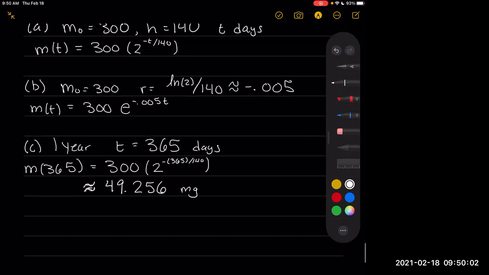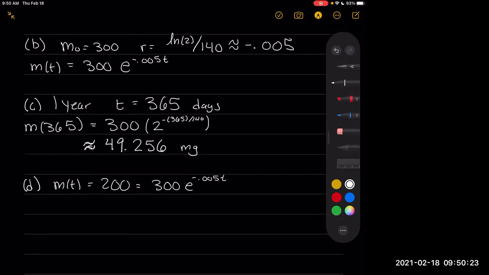So now looking at D, we want to look at when m of t equals 200. We're going to use the equation with e, and this time we're going to solve for t. So first we divide both sides by 300. Now we take the natural log of both sides. And now we divide both sides by negative 0.005.